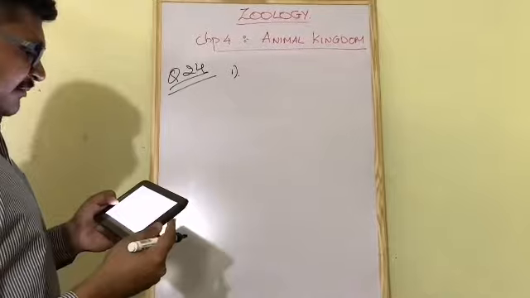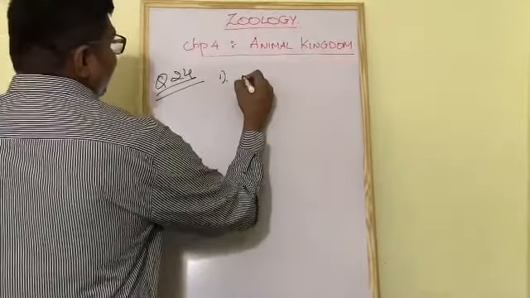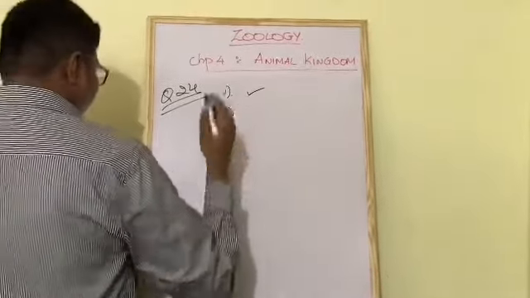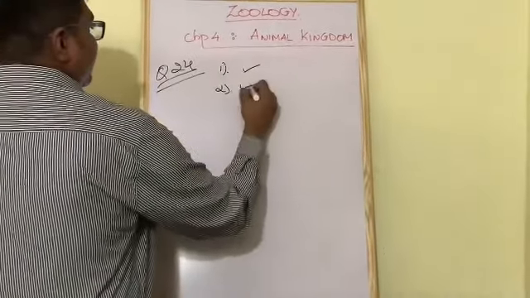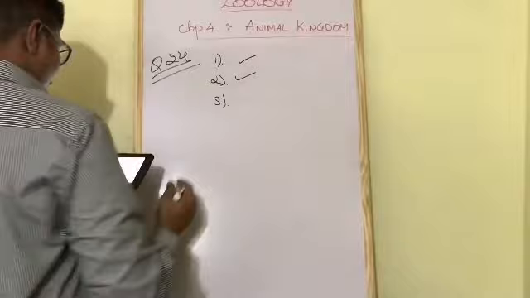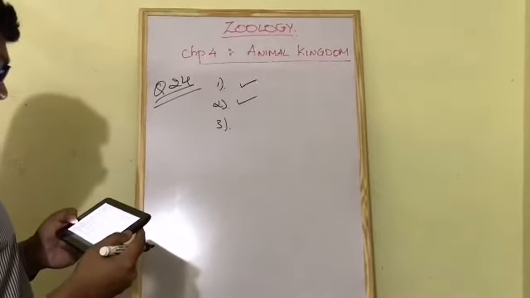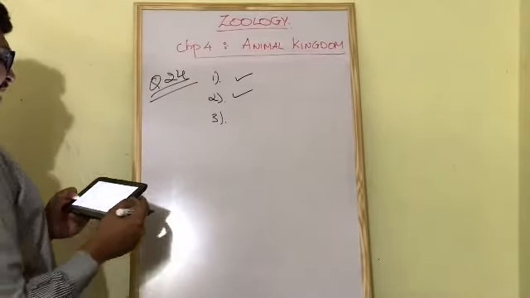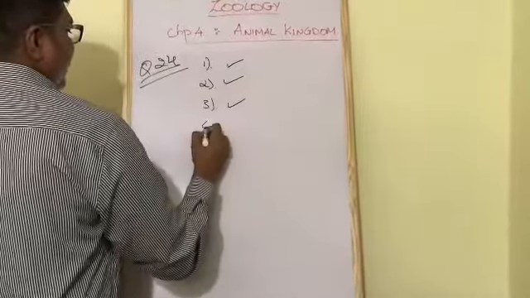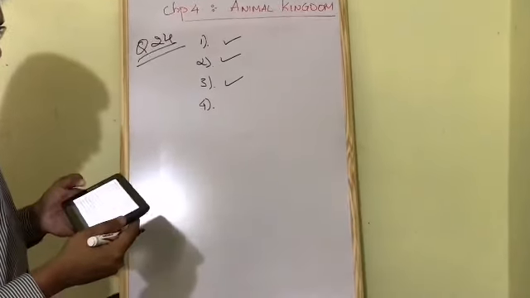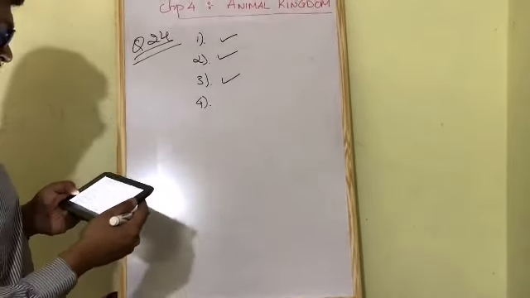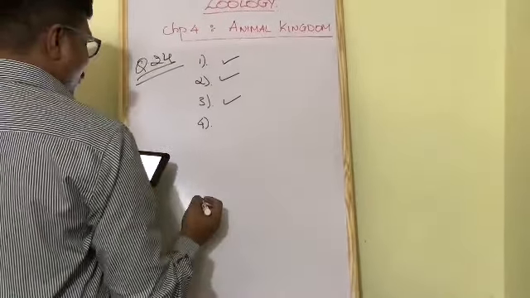The first one, they are flying animals. Yes, they do fly. Second, they are warm-blooded. Yes, the birds are warm-blooded, of course. Next is they are bipedal and have feathers. Yes, they walk on two legs, so they are called bipedal, and their body is covered by feathers.